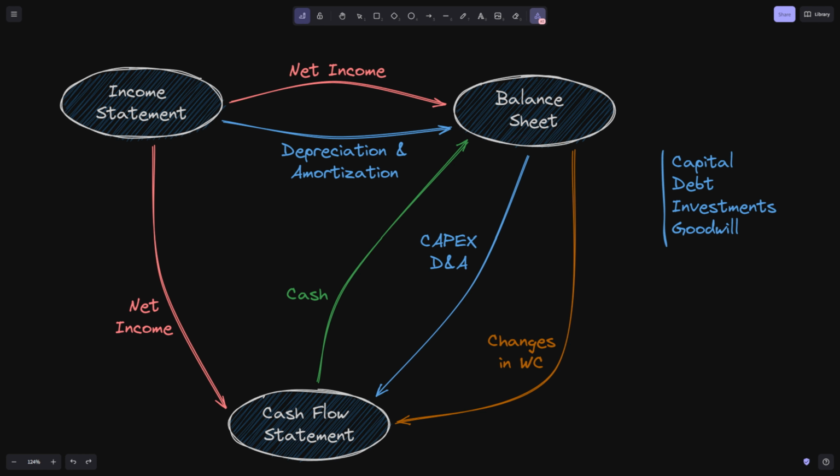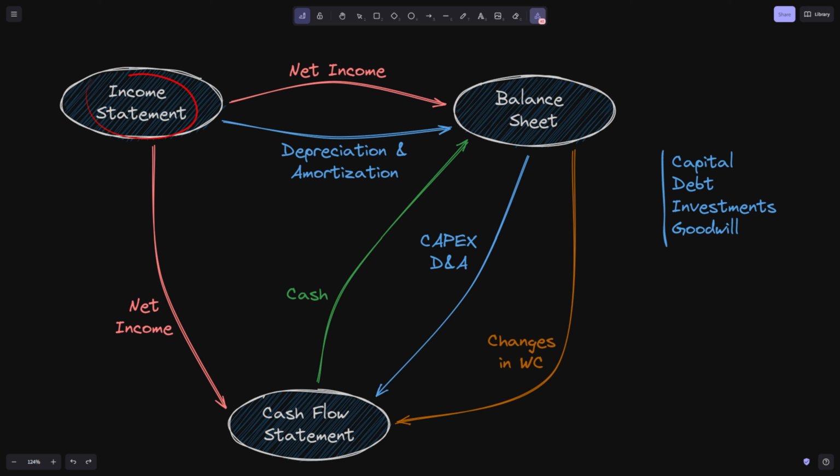Here we have the income statement up here, and the first thing that we have as a link is that the net income from our income statement is what goes to our balance sheet and builds out our retained earnings, the accumulated profit or loss that we are generating. But the same figure, the net income, is also the starting point for our cash flow statement if we're doing it in the indirect method, which is more common in terms of reporting.